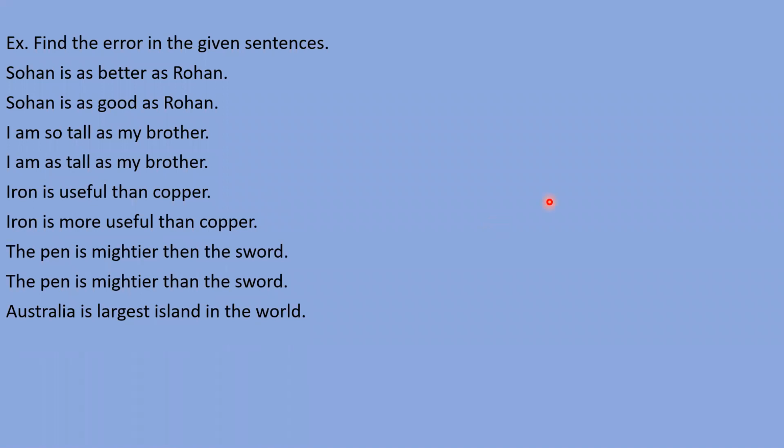Okay, Himanshi, you please tell me. Australia is the largest island in the world. Yeah. Whenever, dear students, we use a superlative degree in our sentence, we should use "the" before the superlative degree, right? So we need to say this sentence: Australia is the largest island in the world, right?